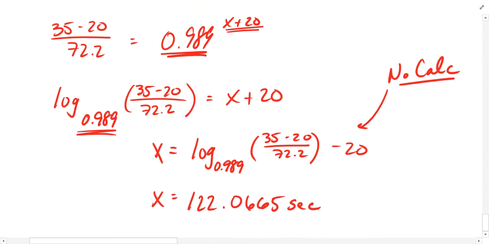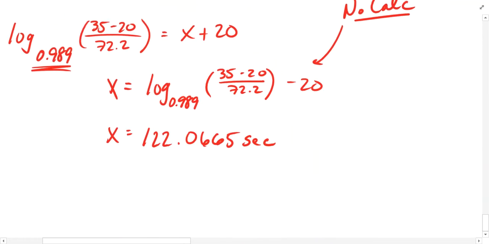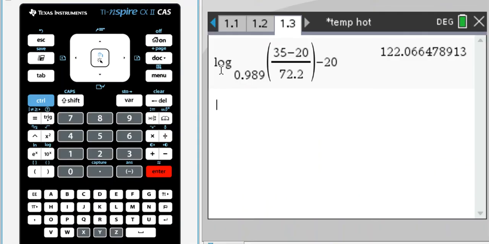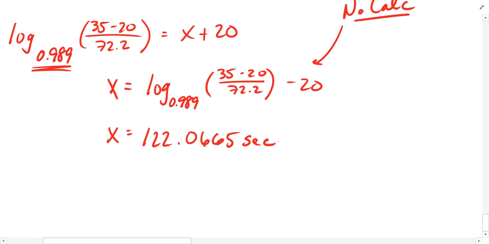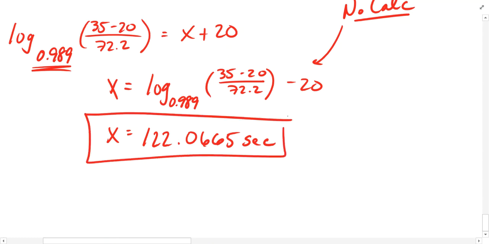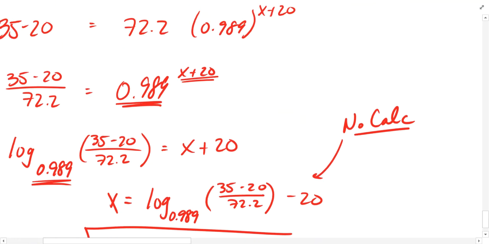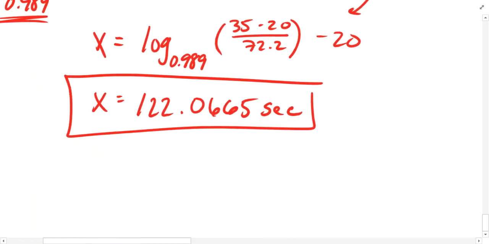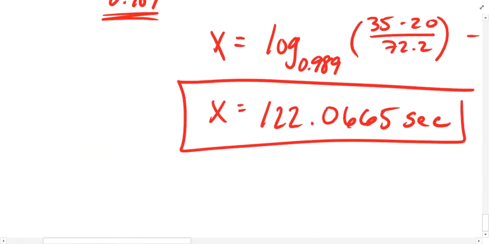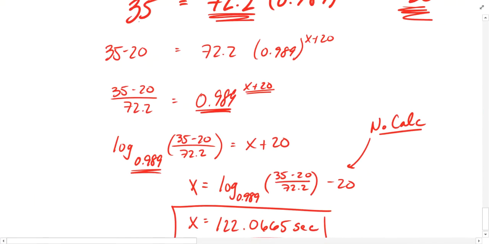The only time we need the calculator is to evaluate this expression, which I've done here. I've evaluated the logarithm based on the entire expression that was written, and we ended up with a result of 122.066. What this is telling me is that if the temperature of the coffee at the beginning was 72.2 degrees above that horizontal line, so about 92 degrees, then it takes 122 seconds in order for the temperature to settle out and reach 35 degrees.